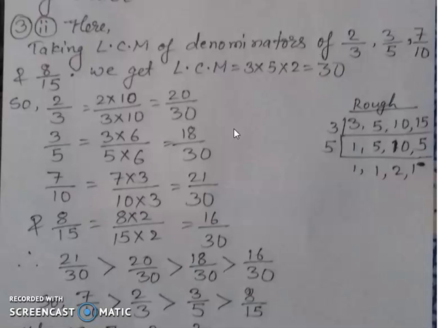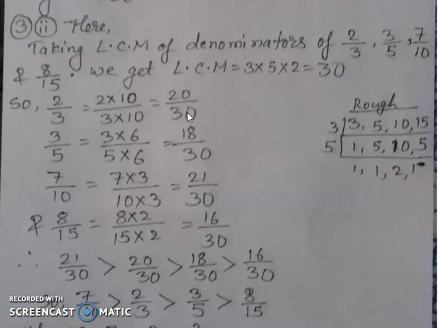In the same way, 30 divided by 10 is 3. So up and down I multiplied with 3. 7 into 3 is 21, and 10 into 3 is 30. In the same way, 30 divided by 15, always you have to divide with the denominator, 30 divided by 15 is 2. So up and down I multiplied with 2. 8 into 2 by 15 into 2, so we get 16 by 30.